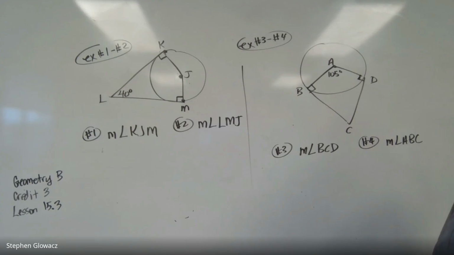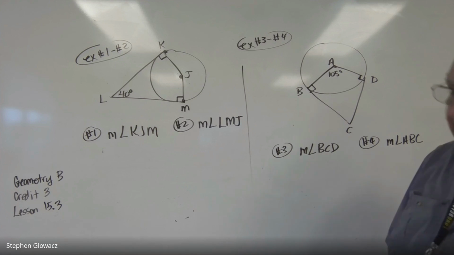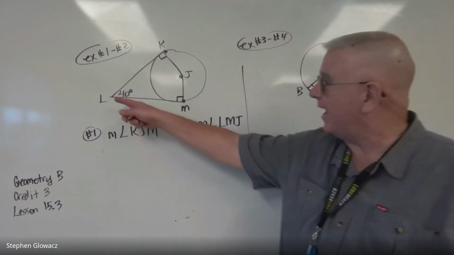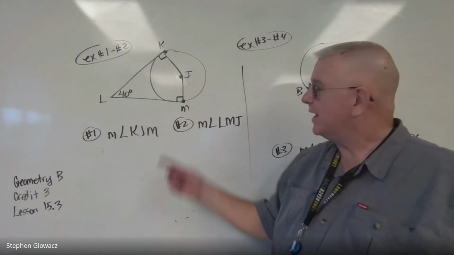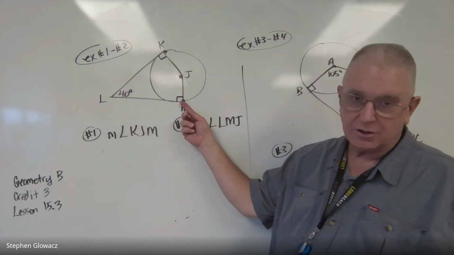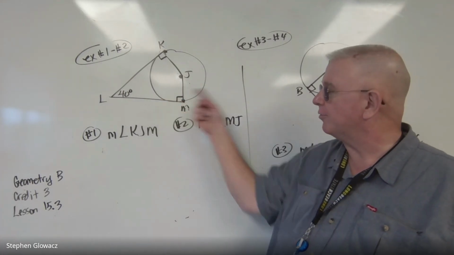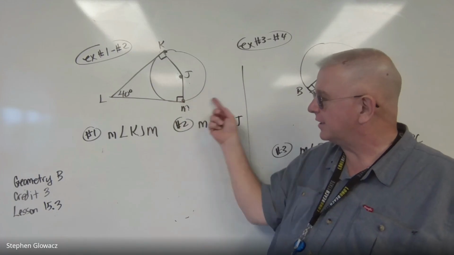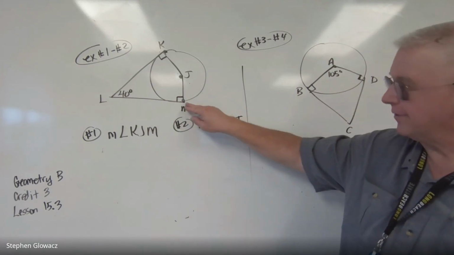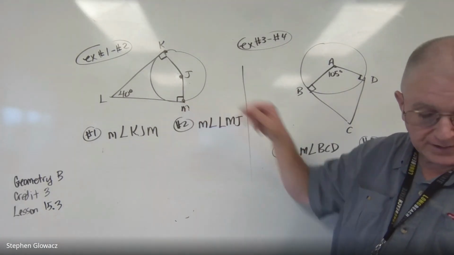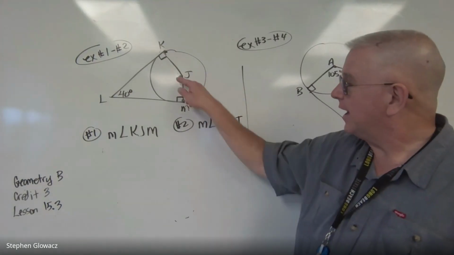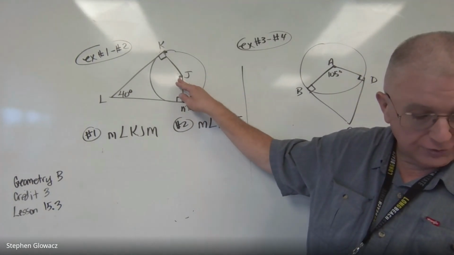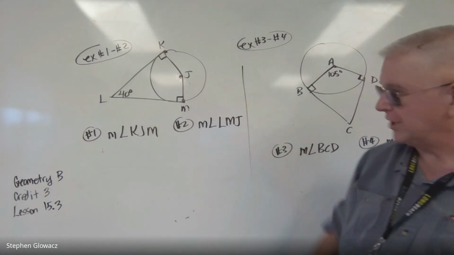So what we have here, let's go ahead and read our directions. It says for 1 and 2, use the figure on the right. LK and LM are tangent to the circle. What does tangent mean? Tangent means they just touch the circle. They don't miss the circle. They don't go through the circle. They just touch the circle in one point, this point here at point M. Both KJ and MJ connect to the center of the circle at this point J here.